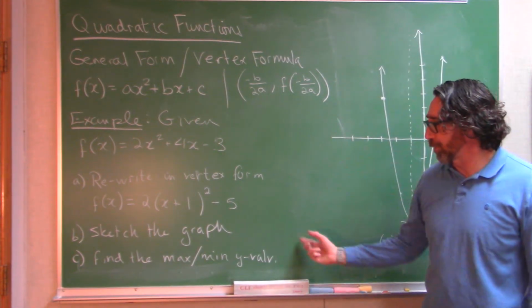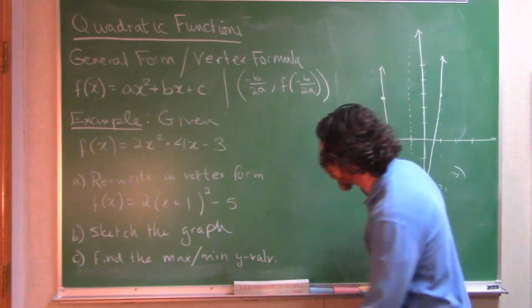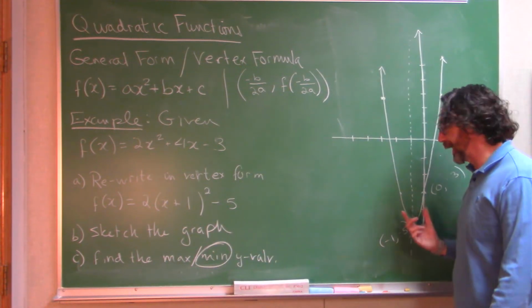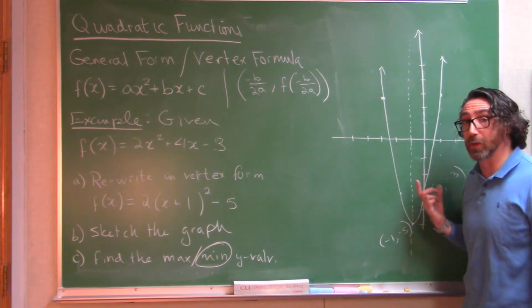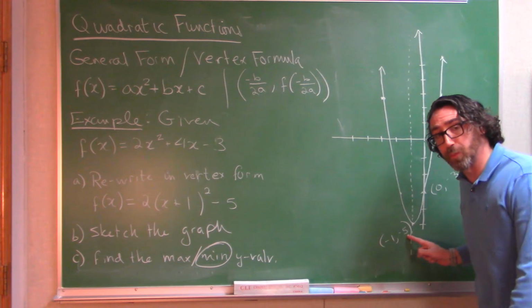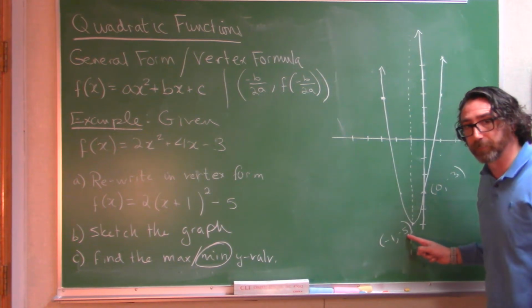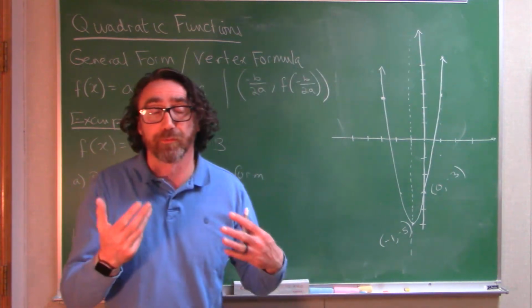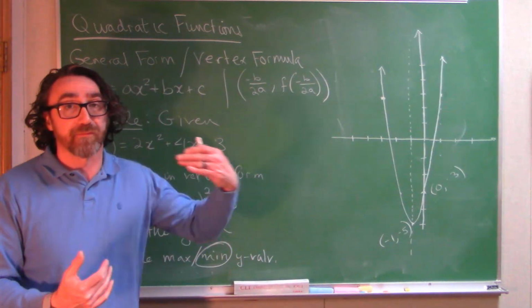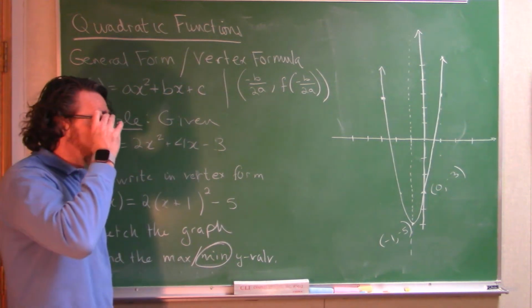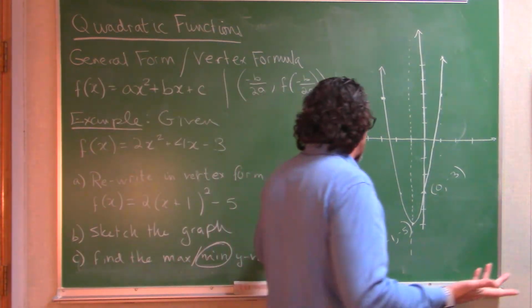Okay, what's the minimum or maximum y value? Well, in this case, we're going to have a minimum y value. Our graph is a U shape, a parabola opening up. The vertex is going to be the lowest point on this graph. Many problems involving quadratic functions boil down to finding what the vertex is. If you can do that, you've got everything. Okay, we can answer a couple of other questions.